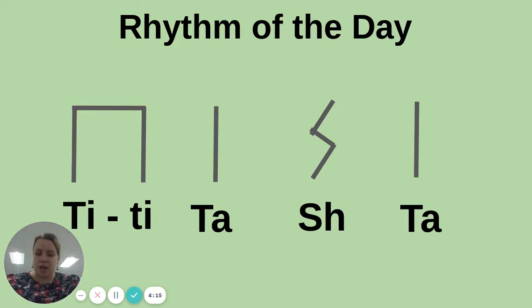Next, we have a ta. Tas are kind of slow. It's just one straight line up and down. Ta, ta, ta, ta. So the first two sounds are ti, ti, ta.